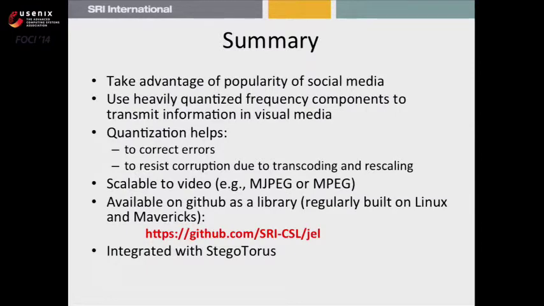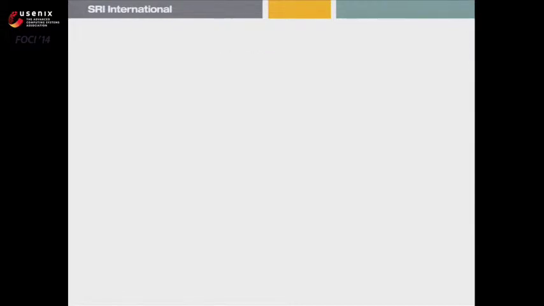And then I also want to mention it's available on GitHub as a library, and we regularly build it on Linux and Mavericks. I'm not sure about Windows. And it's currently integrated with Stegotorus, but as a library, we hope that it can be plugged into anybody who wants to use it. That's it.